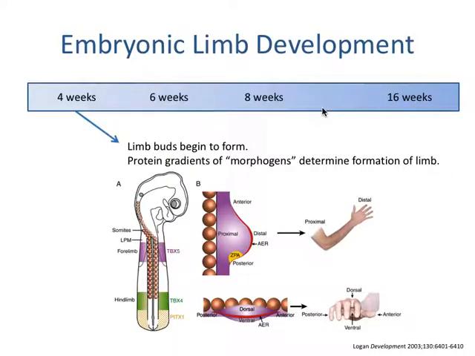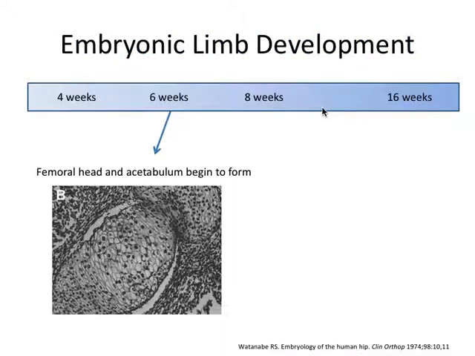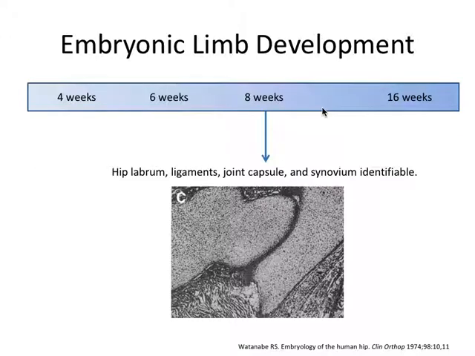So embryonic limb development is kind of where we should begin. And you can see that at 4 weeks, the limb buds begin to form, and that's due to protein morphogens that are determining the formation of the limb both in the proximal distal as well as the dorsal ventral axes. So it's a complicated set of pathways that go on to then form a femoral head and acetabulum by 6 weeks. By 8 weeks, the hip labrum, ligaments, joint capsule, and synovium are identifiable.